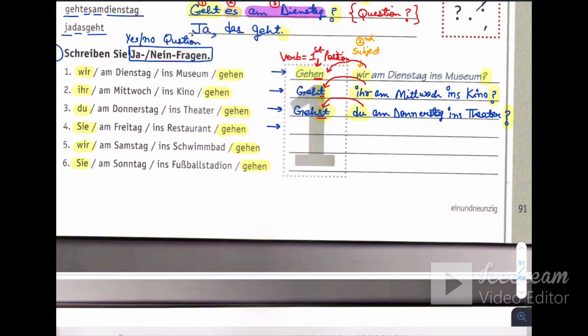Okay, here gehen and capital Sie. With capital Sie our ending is en. So gehen Sie am Freitag ins Restaurant.